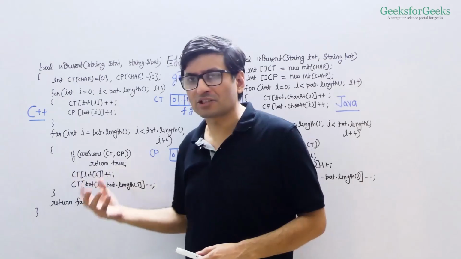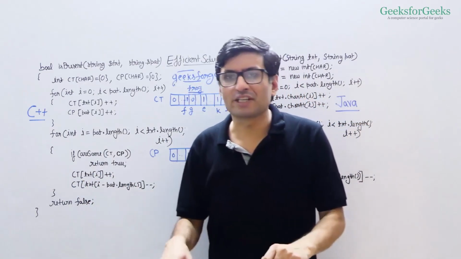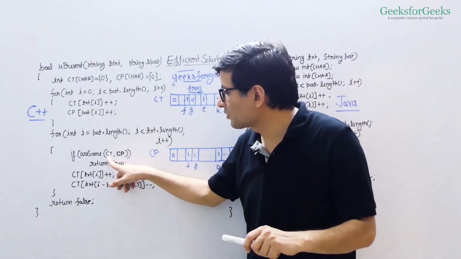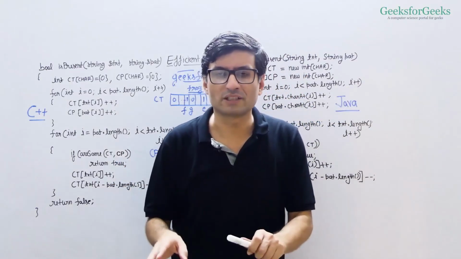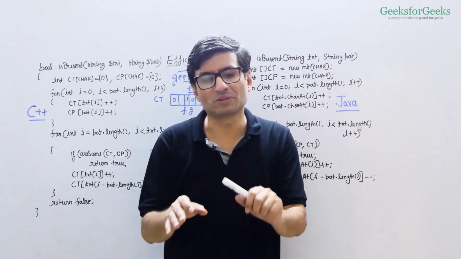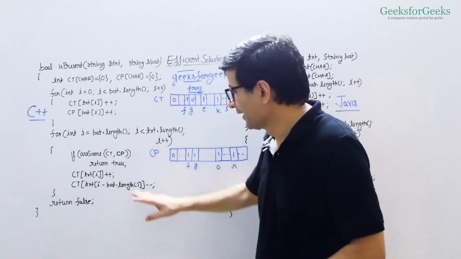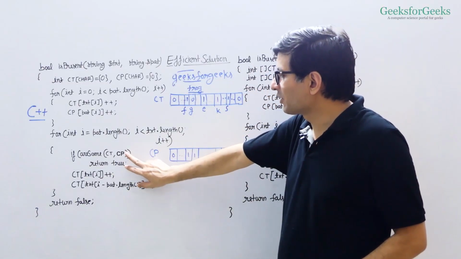Here is the function rsame. I have not written the implementation of this function. This function simply checks whether the contents of these two arrays, CT and PT, are same or not. This is as simple as that. If CT and PT have the same values, then it's going to return true, otherwise it's going to return false. So we check the current counts. If the current counts are same, then we return true.